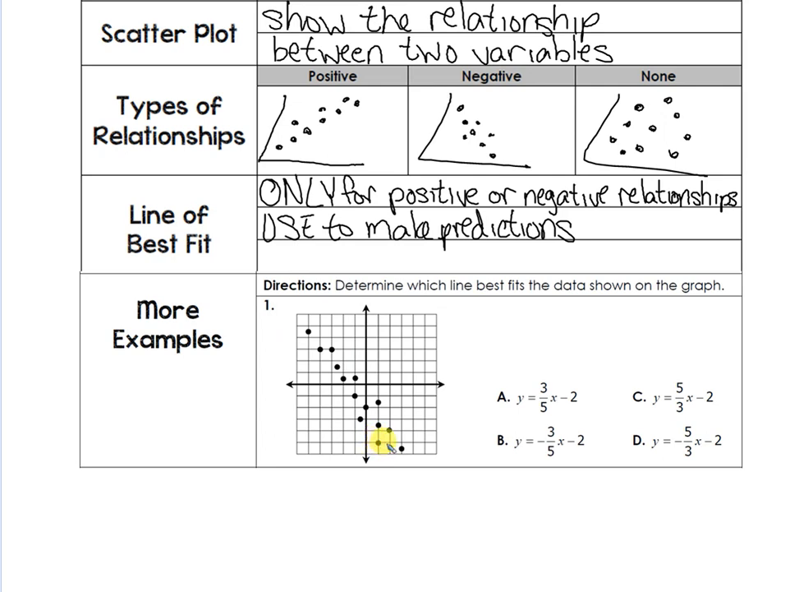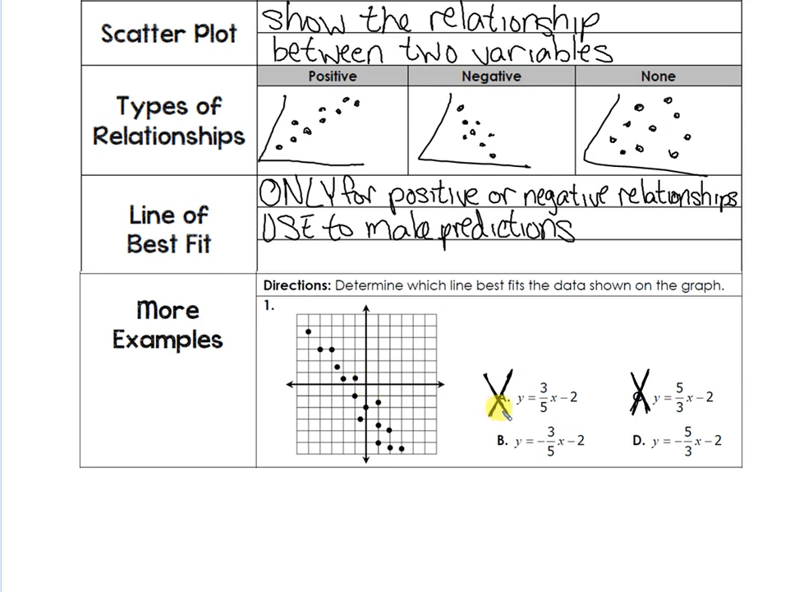The first thing I want to do when I'm looking at a scatter plot and trying to choose its line of best fit is look at the type of relationship. This scatter plot is a negative relationship. It is going down. So your slope, your number attached to your x, should be negative. So I'm going to get rid of answer choice A, and I'm going to get rid of answer choice C because neither one of those slopes are negative.